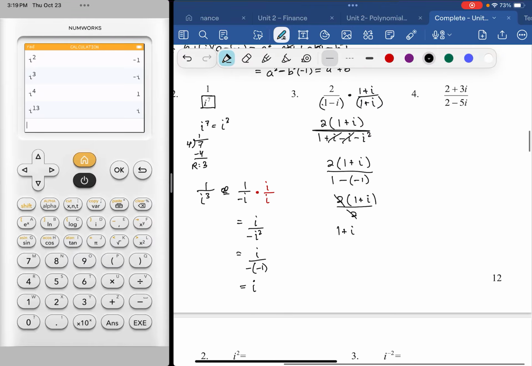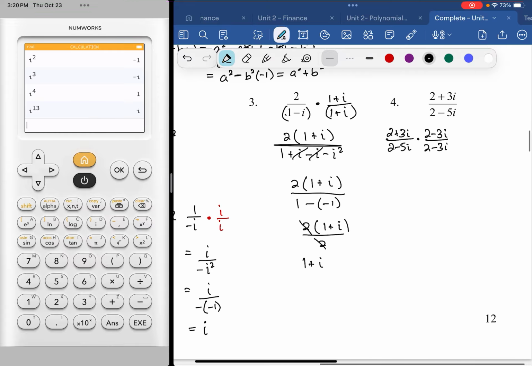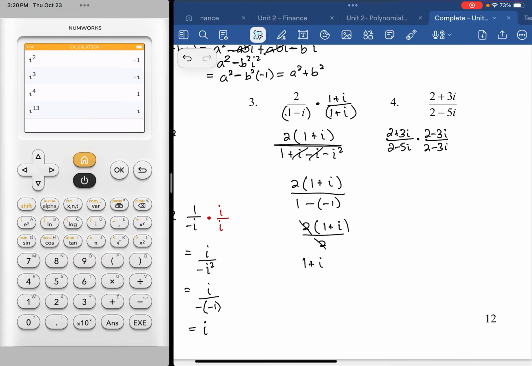And then the last one, you could actually multiply by the conjugate of the numerator or denominator to simplify. And just think of it both ways, and whichever one gives you a nicer answer is what you go with. So I could do it as 2 plus 3i over 2 minus 5i, multiply top and bottom by 2 minus 3i. So the conjugate of the numerator.